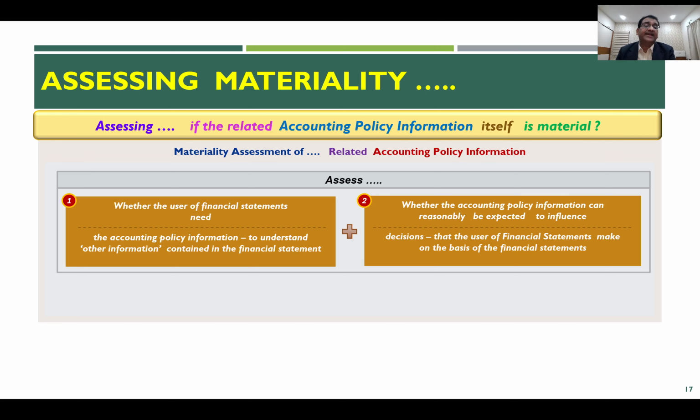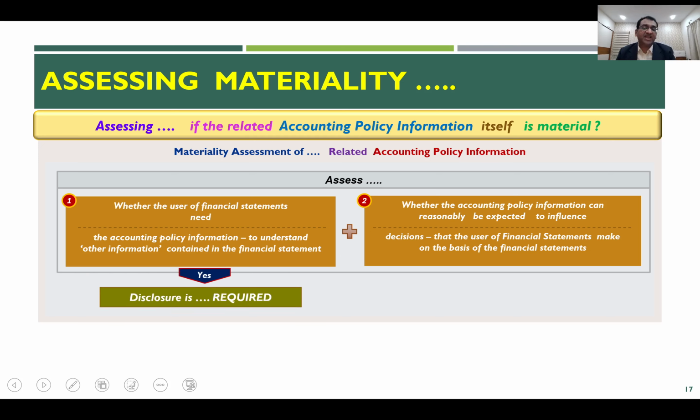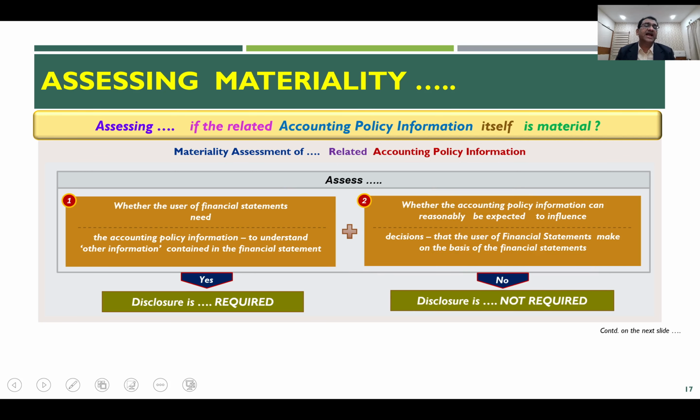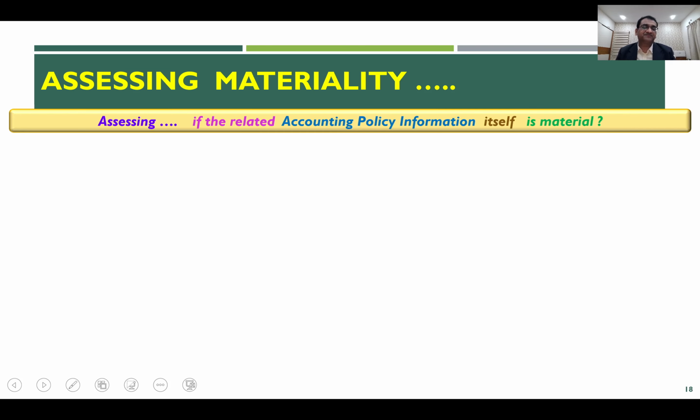Collectively, it's an AND condition. If the answer to this question is yes, then in that case, disclosure of such accounting policy is required. But if the answer to these questions collectively is no, then you don't have to disclose the accounting policy information for such transactions. Let's continue this discussion on the next slide as well.